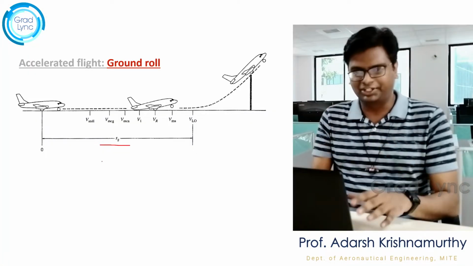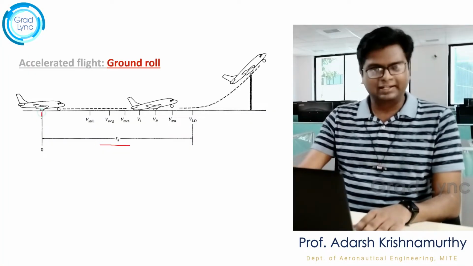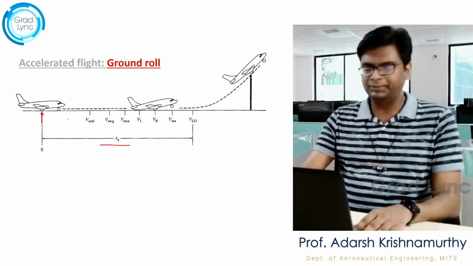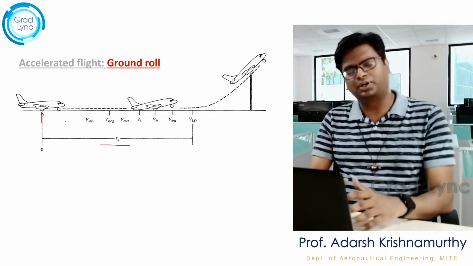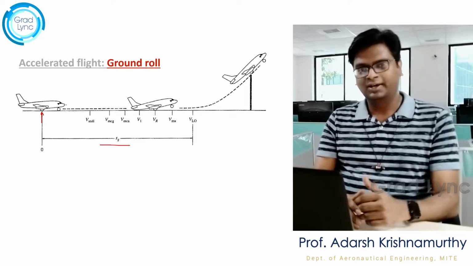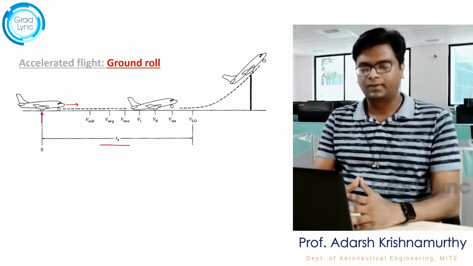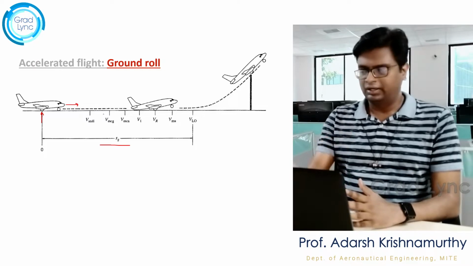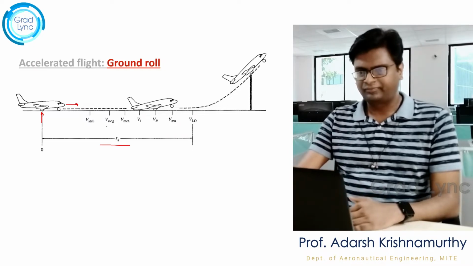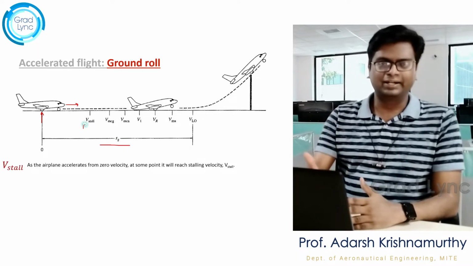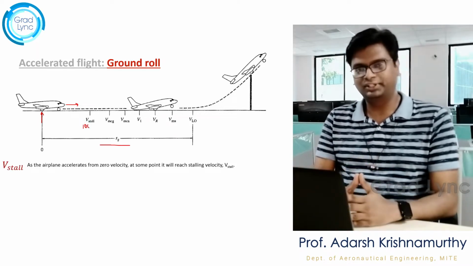Assume that the aircraft is stationary and the pilot gets the signal from air traffic control to start the takeoff procedure. The pilot pushes the throttle to full power, releases the brake, and the aircraft starts to accelerate. Now let's give numbers here. Let's say the aircraft accelerates from 0 to 100 km per hour. Let's say 100 km per hour is the stalling velocity of the aircraft.